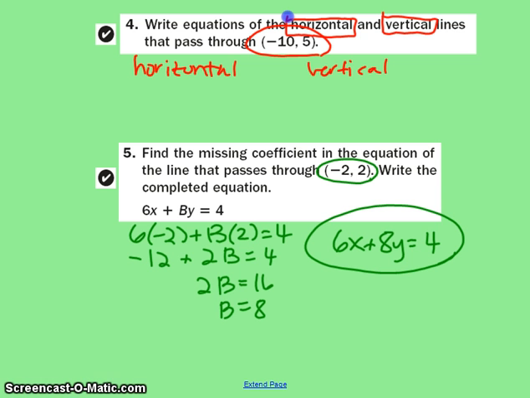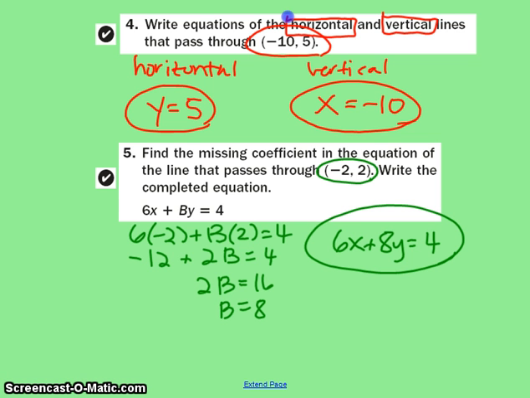Now, the horizontal line that goes through that point has the exact same y value every time. So the equation for that horizontal line is y = 5 because it's got to go through that point. The vertical line going through that point is going to have the same x-coordinate every time. And if it's going through that point, the x-coordinate is -10.